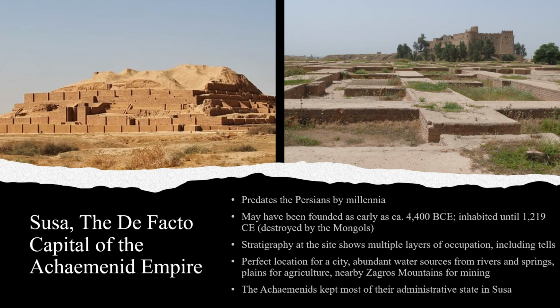Stratigraphy of the site shows multiple layers of occupation, including tells, seen here. Susa is in the perfect location for a city. There's abundant water resources in the form of rivers and springs. There's plains for agriculture, and there's the nearby Zagros Mountains, which would have possessed mineral resources that could be mined. The Achaemenids also kept most of their administrative state in Susa, since, as I said, Persepolis was really just a very large palace complex.